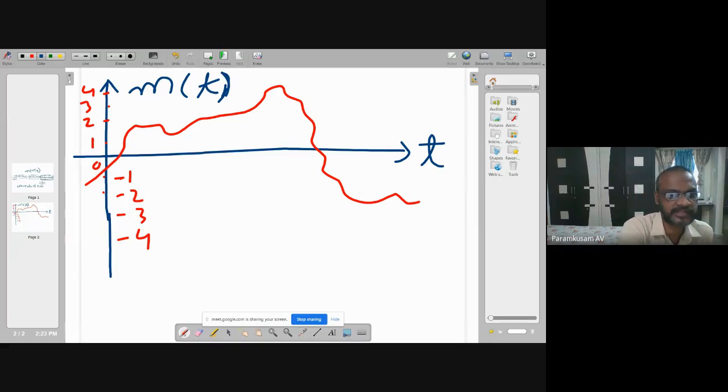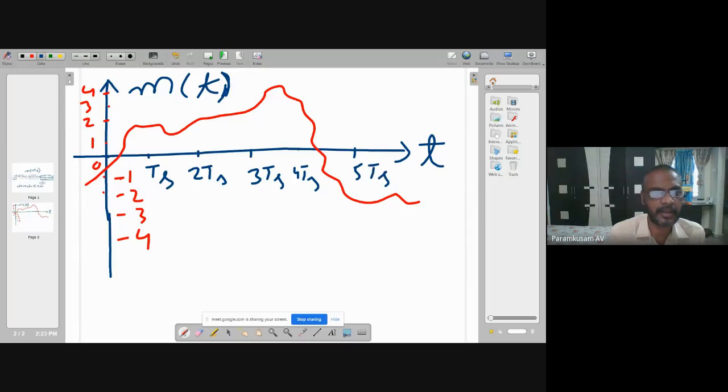Suppose in the x-axis it is the origin. Suppose this is Ts. This is 2Ts, 3Ts, 4Ts, 5Ts. Here I take the samples at 0, at Ts, at 2Ts, at 3Ts, at 4Ts, at 5Ts, like that.